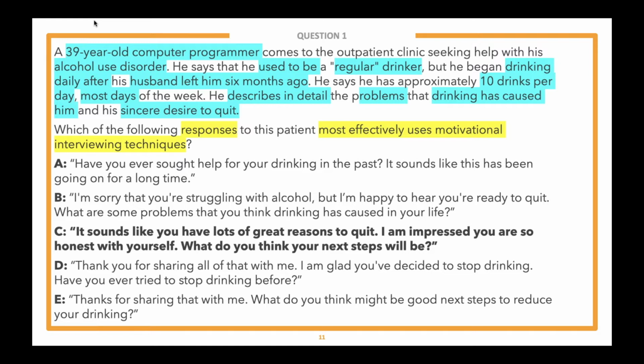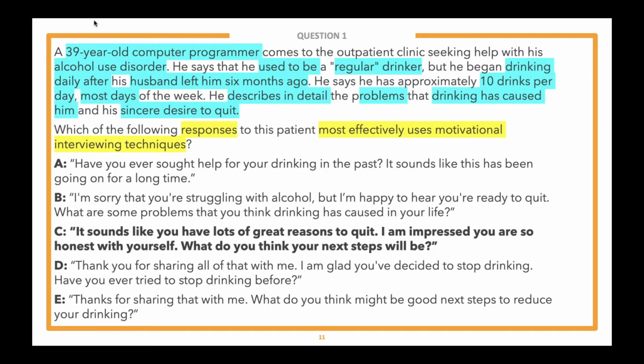This doesn't affirm the patient's decision to quit. And it's, again, a closed-ended question: have you ever sought help for drinking in the past? And again, it doesn't summarize what you've learned from the patient, doesn't show that you've listened to them. So not as good of an answer choice.